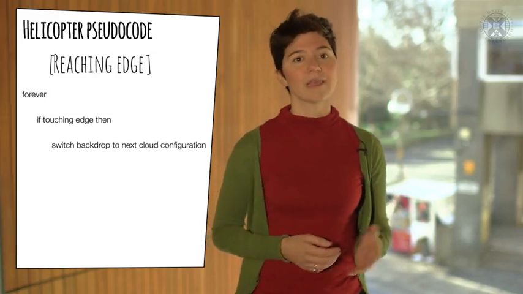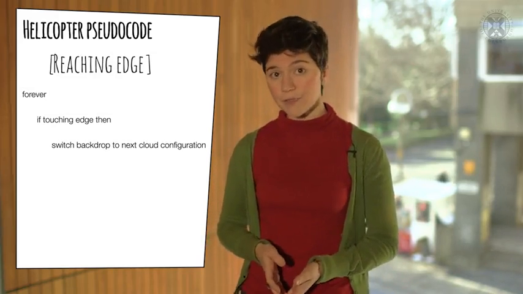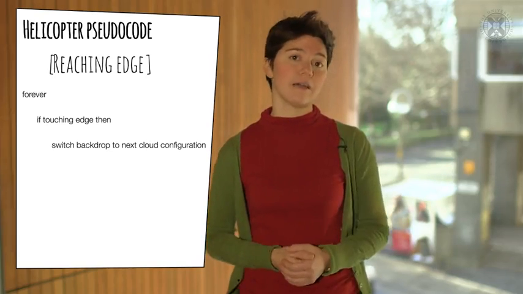Let's consider the program part for touching the clouds. The algorithm for this looks like this. And now let's look at the third part of our program. Whenever the helicopter reaches the stage edge, we want to get a new configuration of clouds.